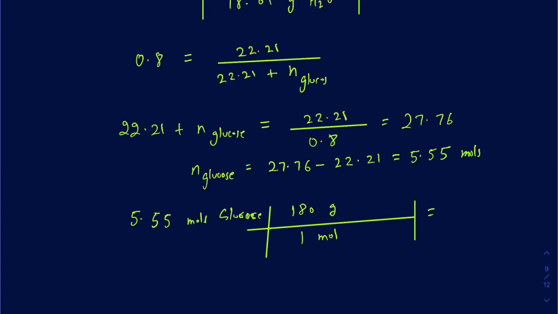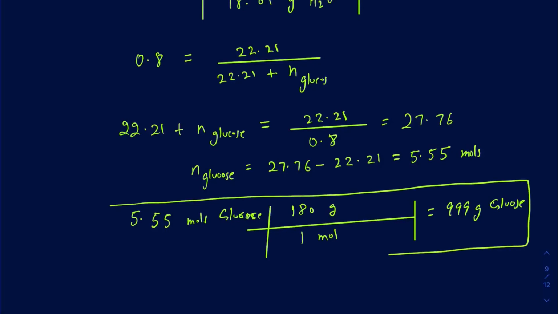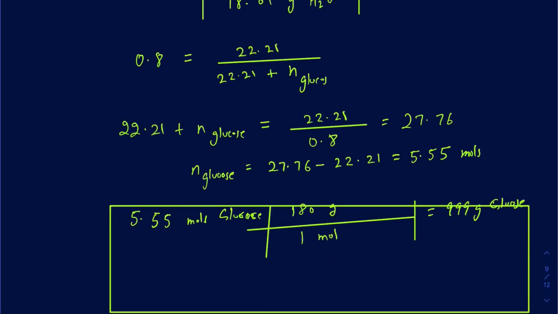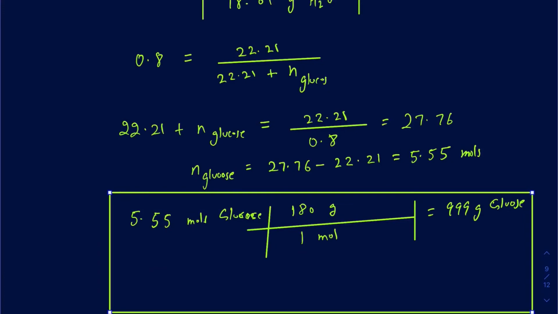And let's see what that comes out to be. So 180 times 5.55. It's going to be 999 grams of glucose. So that's how much glucose needs to be added to have the vapor pressure decrease by that amount.